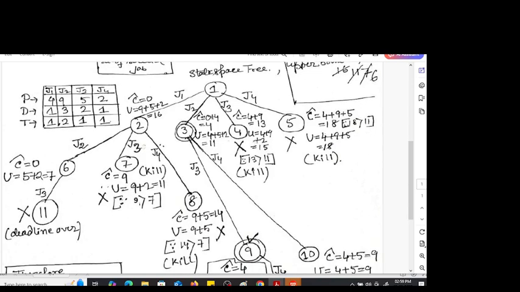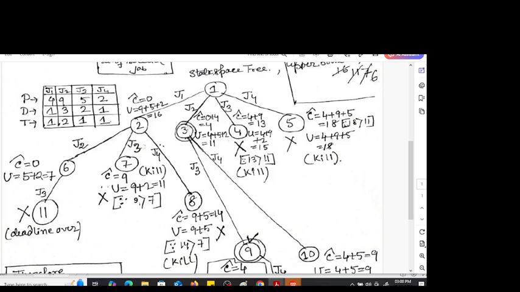Similarly, once I pick J2 and afterwards pick job J4, this cost is coming 14 and the upper bound is also 14. So 14 is greater than 7. So we have to kill this J4 job. So no more further extension for node 8, no more branching for 7, and then you will come to node 3.